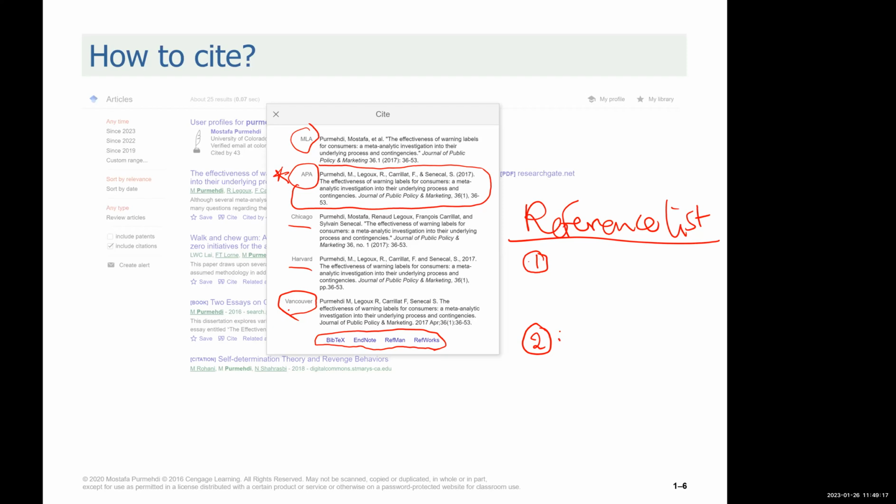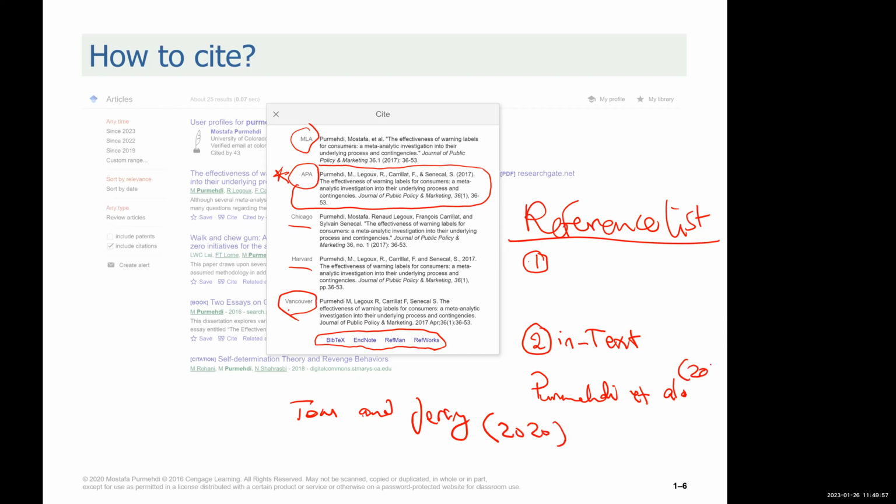Step two happens in text, right? So you go in and you say, for example, Permedi et al., and since the names are too many, you say et al., this is Latin for and others, right? If it was two people, you would go with both of them. For example, Tom and Jerry, 2020, right? Oh, by the way, the date has to go here. It was 2017, right? This is how you cite something.